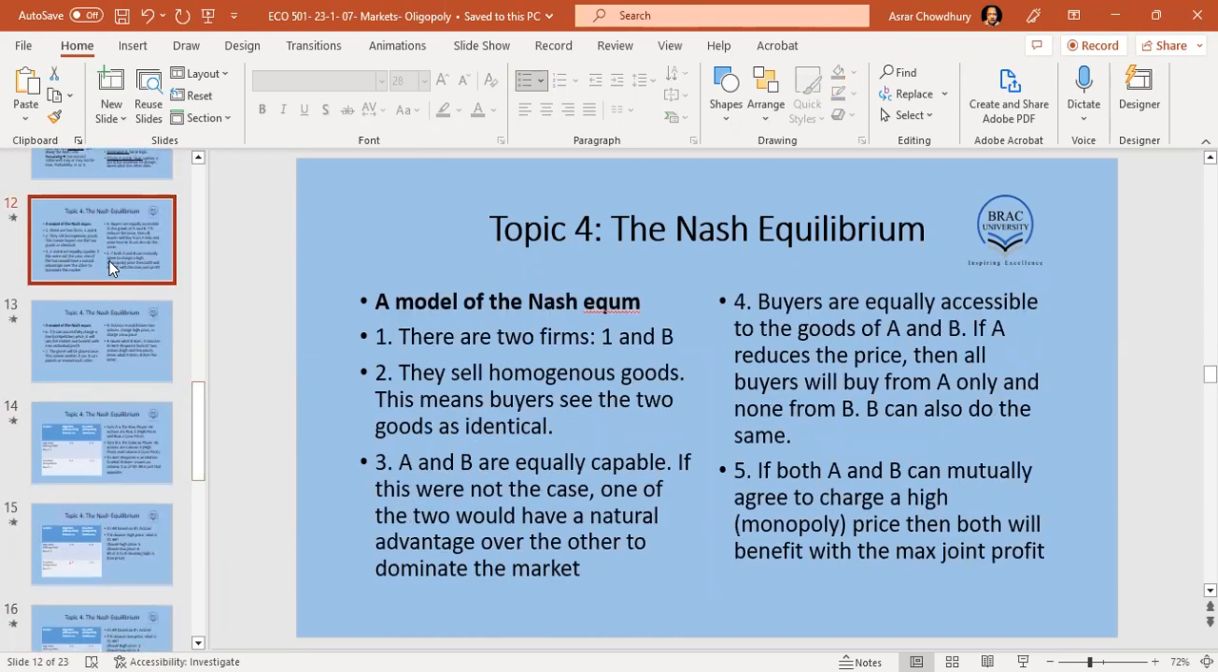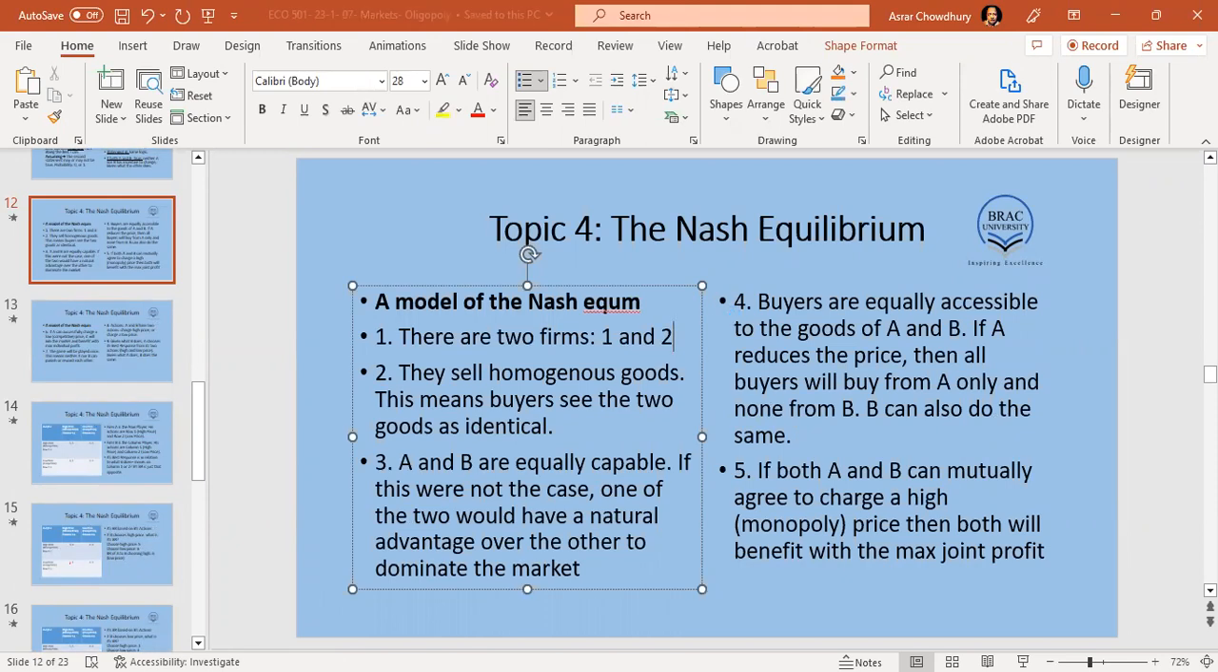আচ্ছা, এখানে আমরা দেখি তাহলে। আচ্ছা, the Nash equilibrium that we are going to look at is there are two firms, 1 and B. Oh, 1 and 2, sorry. That's why last moment slide এটাই হয়। 1 and 2. They sell homogeneous goods. The homogeneous goods অর্থ কি? All the buyers identical প্রোডাক্ট মনে করে। So now this number 3 assumption is very important. A and B are equally capable. Why? If this were not the case, then one of the two firms would have a natural advantage over the other, তাই না?